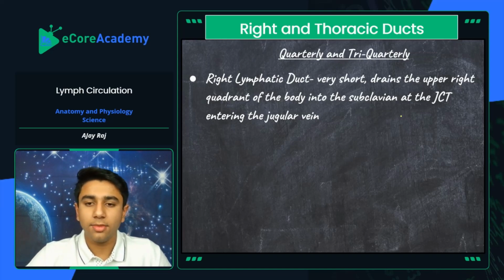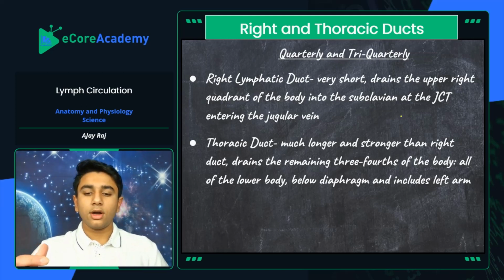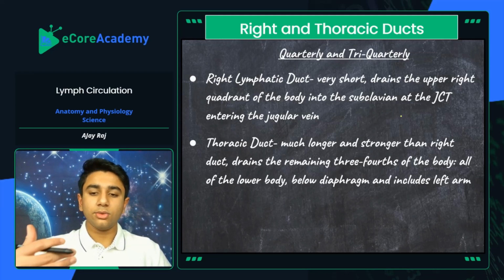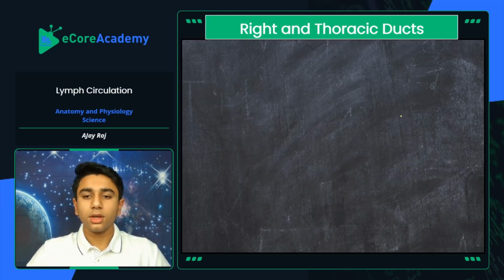And the thoracic duct is much longer and stronger than the right duct, and it drains the remaining three quarters of the body, all of the lower body below the diaphragm, and includes the left arm as well. If you think about it, I'll show you a diagram in the next slide. But essentially, these different ducts are emptying into different trunks in order to get rid of these waste byproducts.